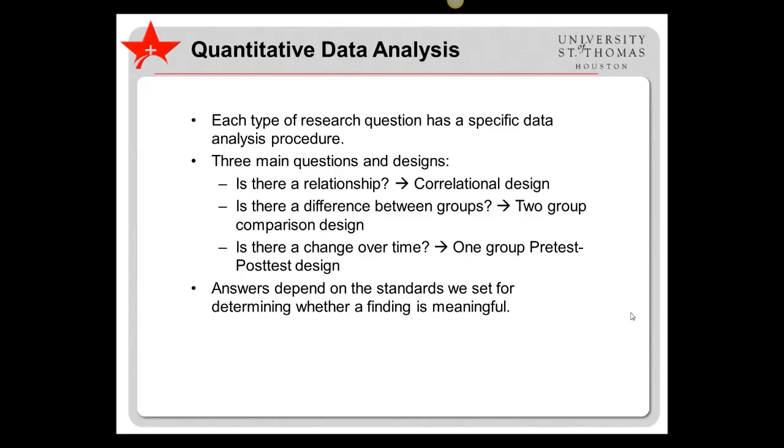There are three main questions. Is there a relationship between two variables? This involves a correlational design, looking at the relationship or correlation between the variables. Is there a difference between groups? This involves a two-group comparison design, sometimes called a causal comparative design. Is there a change over time in a variable? This involves a one-group pre-test, post-test design. Note that the answers to these questions depend on the standards we have set for determining whether a finding is meaningful. We will talk about how to set standards and evaluate the findings later in this mini-lecture.